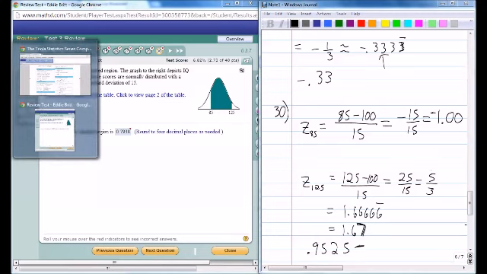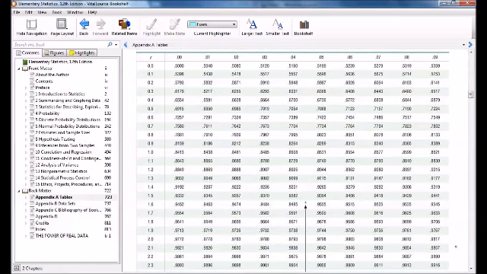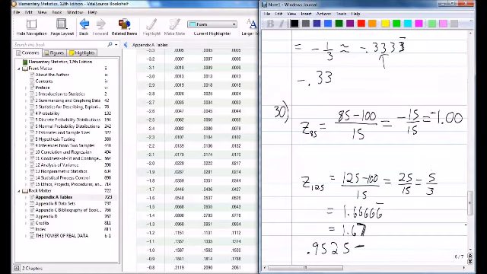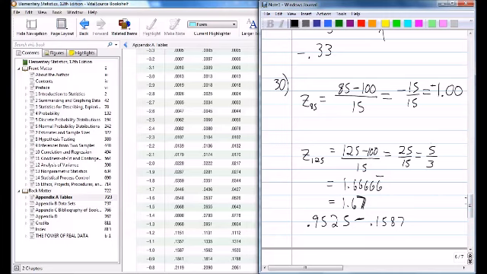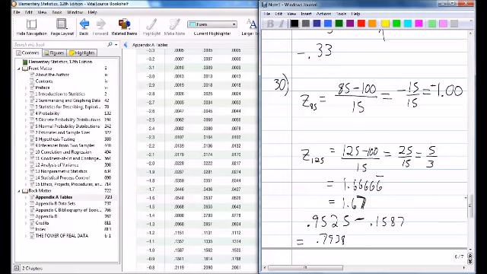Let's go back to our tables. Negative, let me go to the negative chart. Negative 1.0, and this is a 0 column. So that's 0.1587. So minus 0.1587. Subtract that in your calculator, and you should get 0.7938. That's the area between the two.